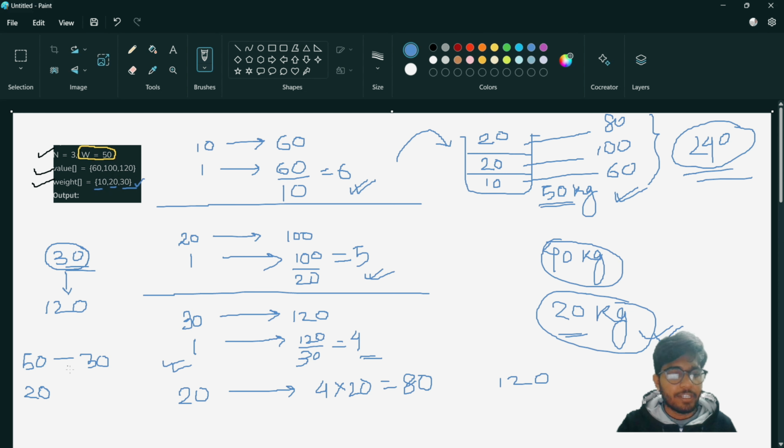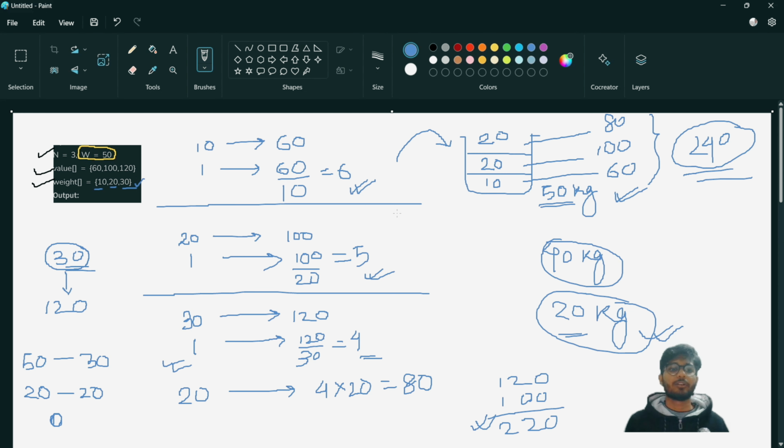The next item is 20. If we add this, we are left with 0 capacity of the bag, and we have added a value of 100. Right. So the total value will be 220, which is not the maximum. The maximum is 240 and we have to return the maximum. That is why we have to sort the items based on the profit they return. And accordingly, we will put every item into our bag until it gets totally filled. I hope I was very clear with the explanation of this problem. Now let's get into the code quickly.